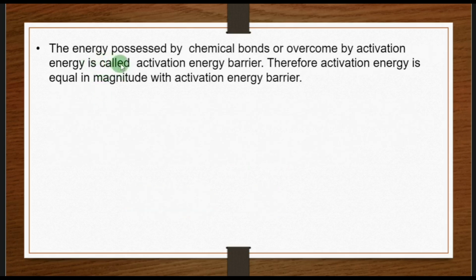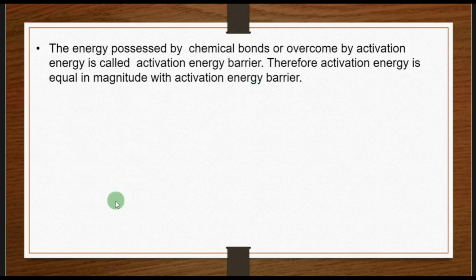So the energy possessed by chemical bonds, which must be overcome, is called the activation energy barrier. That energy which is in the bonds of compounds and molecules is what we call the activation energy barrier. Therefore, activation energy is equal in magnitude to the activation energy barrier.